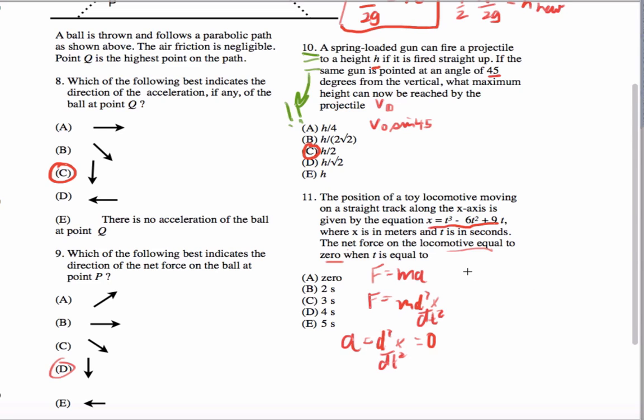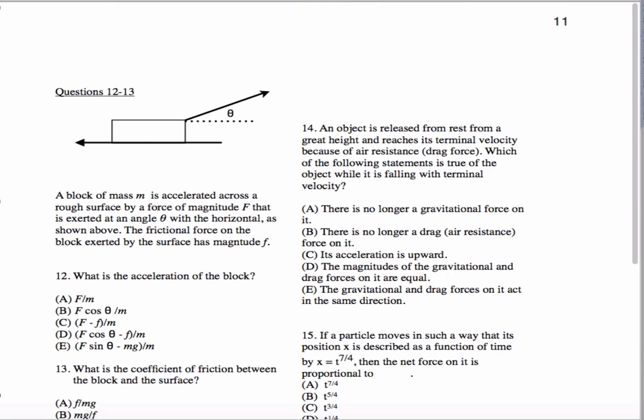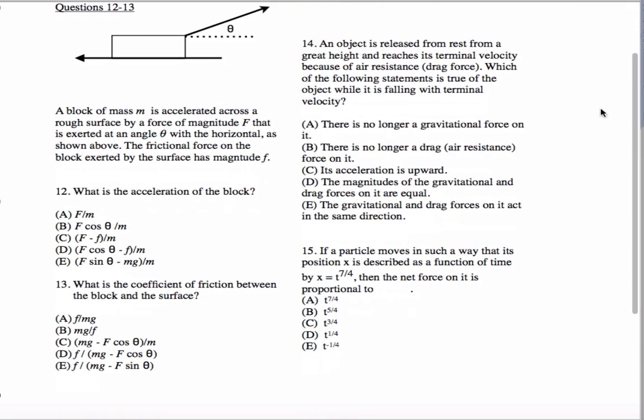So x dot, the first derivative, is 3t squared minus 12t plus 9. The second derivative is going to be 6t minus 12. We'll set that equal to 0 to figure out the time when it happens. That happens when t is 2 seconds. Awesome. All right, number 12, sorry.